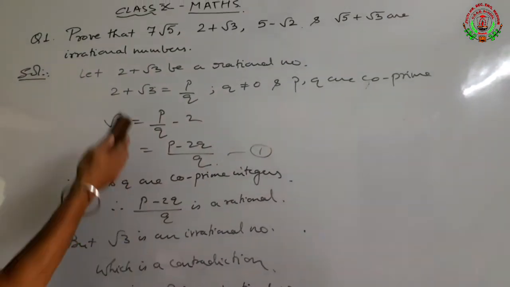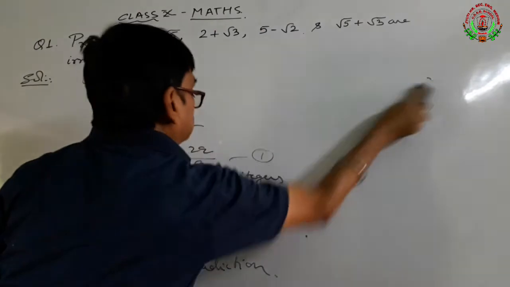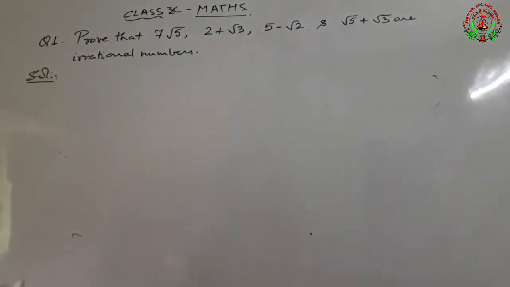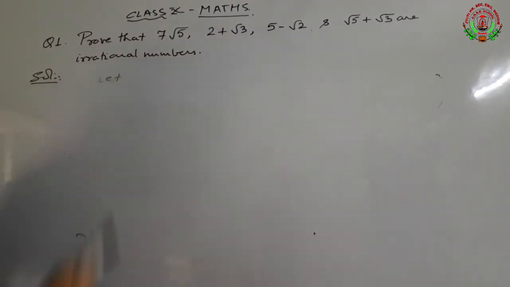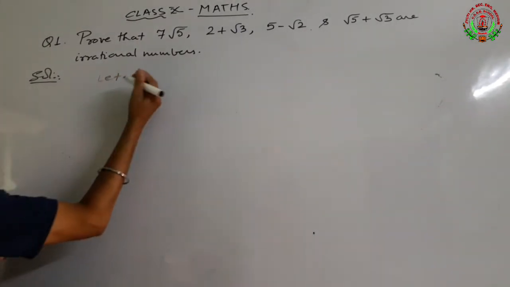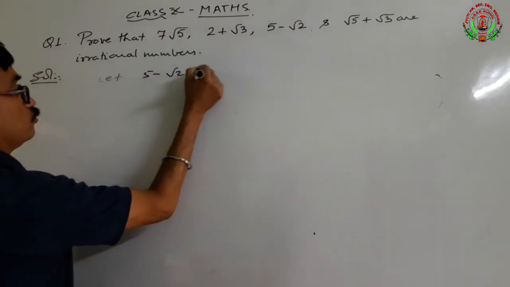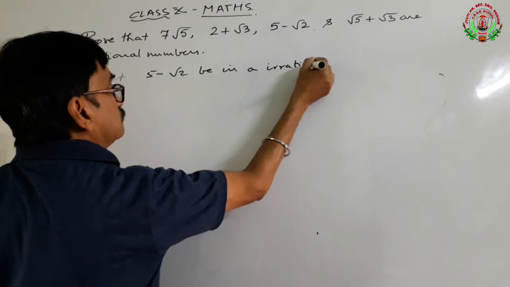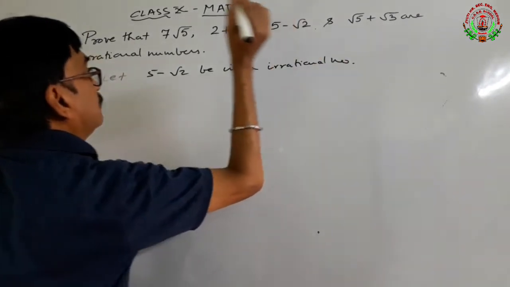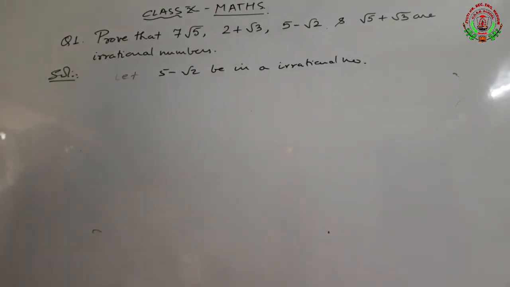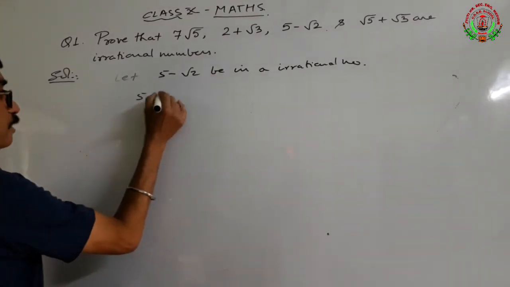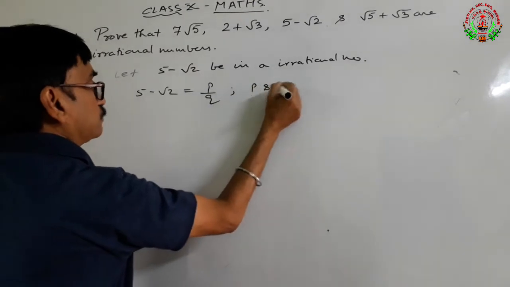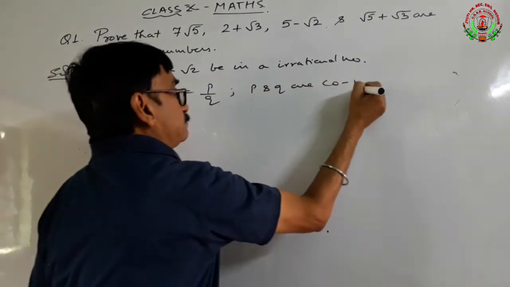Next, we move to the next question. Let 5 minus root 2 be a rational number. In this case, 5 minus root 2 will be equal to p by q, where p and q are co-prime.